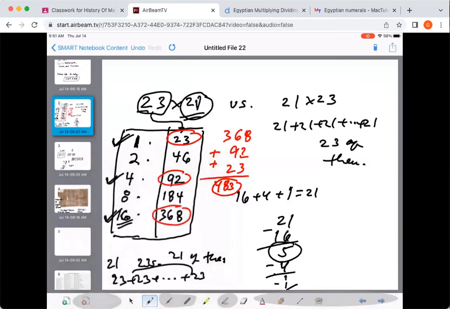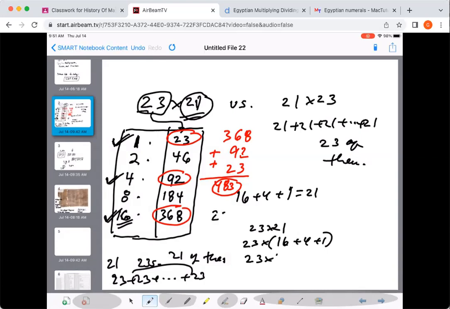Now, the reason this works is because of the distributive property. Let me erase this over here. 23 times 21 is the same thing as 23 times 16 plus 4 plus 1. And then if you distribute the 23 through, it's 23 times 16 plus 23 times 4 plus 23 times 1. So that's why it works.